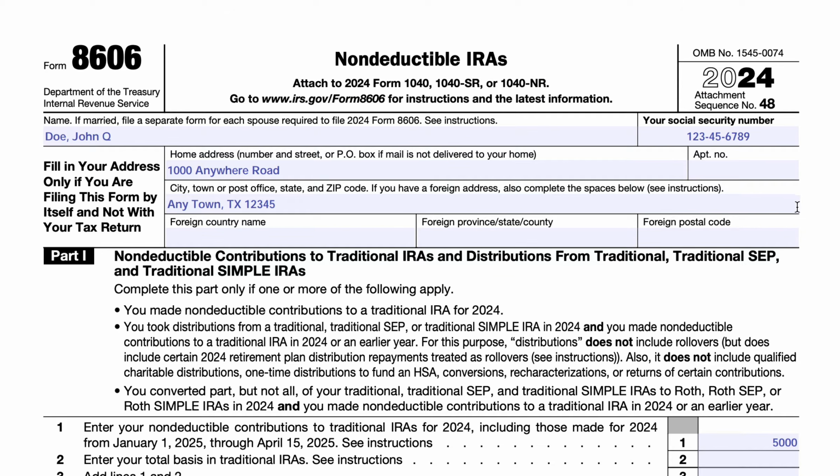Actually, above part 1, you'll complete this form. You can file this separately from your tax return. You might do this in situations where you need to update the basis for record keeping purposes. So what you would do is fill in the address field only if you're filing this form by itself, not with a tax return. If it's with your tax return, your tax software is probably going to cover the necessary fields up here.